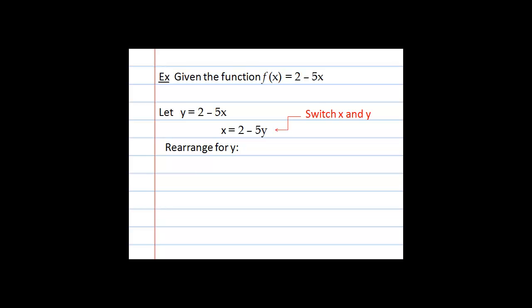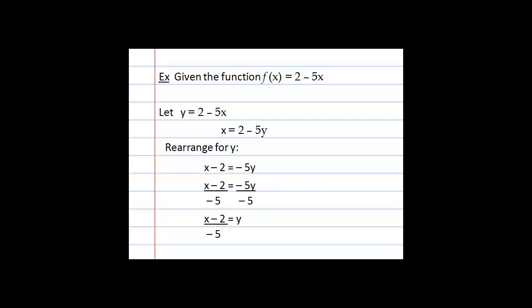Taking my original equation, if I want to rearrange it for y, the first thing we're going to do is take that +2 constant and put it onto the left side of the equation. So now I have x minus 2 equals -5y. Then that -5 in front of the y has to get moved onto the left side as well, so we divide both sides by -5. If I reduce the fractions, we end up with x minus 2 all divided by -5. So this is our new equation for our inverse.